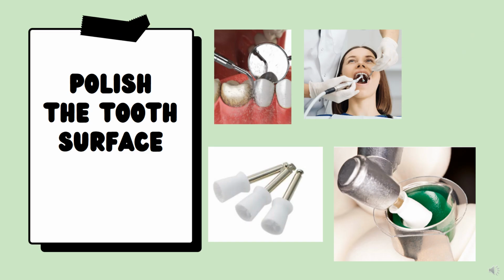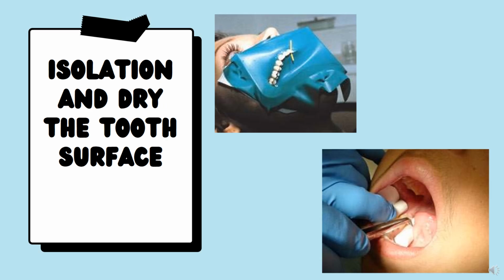I will be telling one by one what are the steps involved in the Pit-and-Fissure sealant. First, make sure that you polish the tooth surface before you start your Pit-and-Fissure sealant. You polish with your pumice. Next is the isolation and drying of the tooth surface before you start your Pit-and-Fissure sealant. For every success of the treatment, your isolation plays a very major role. So before doing any treatment, first isolate and dry the tooth.